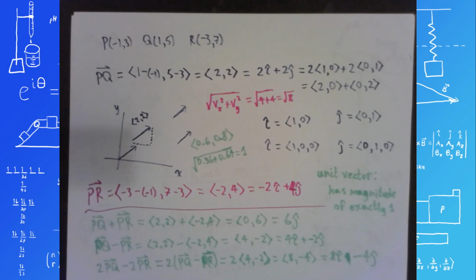Number 8 says 2PQ plus 1/2 PR. I think at this point you have enough understanding of how that would work out. Just, okay, I'll do it. We'll do it on the next page, so let me grab another sheet.